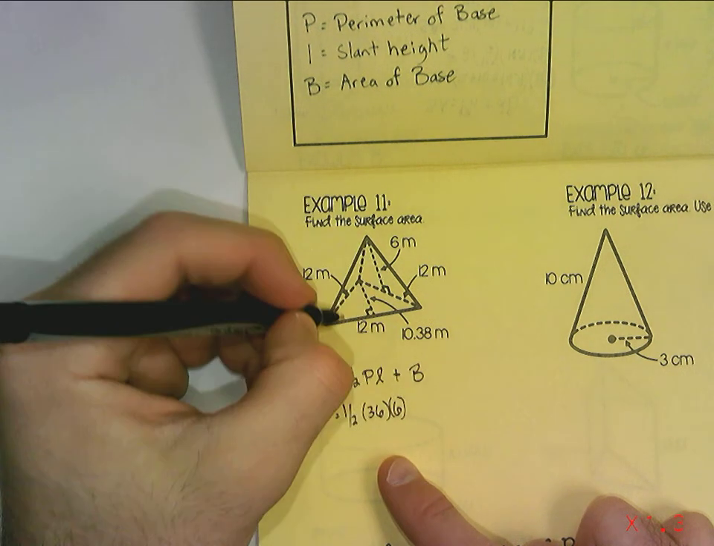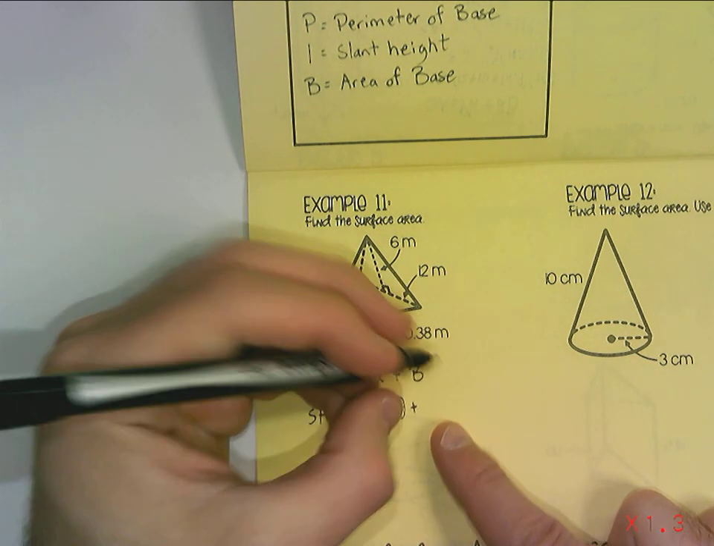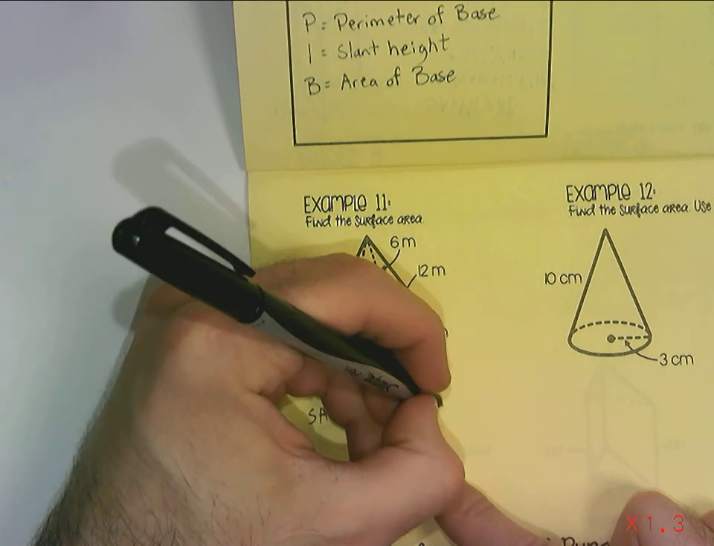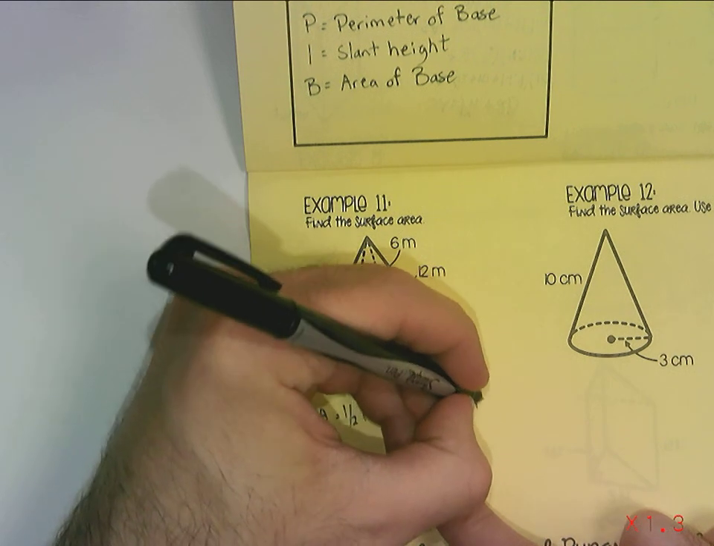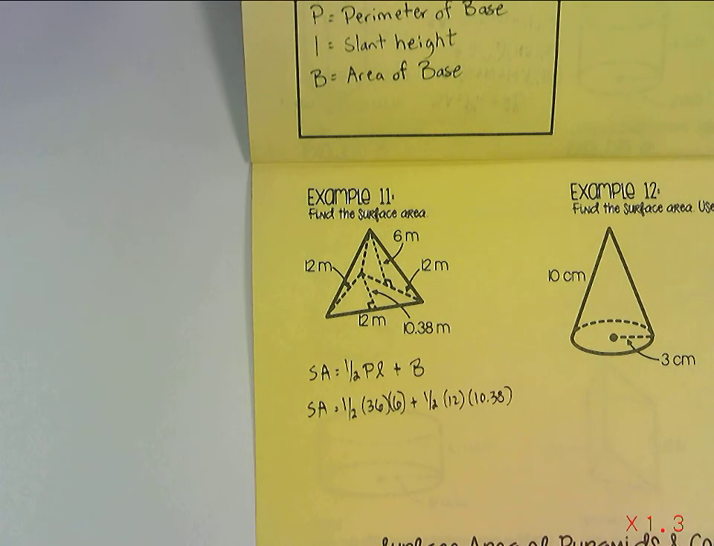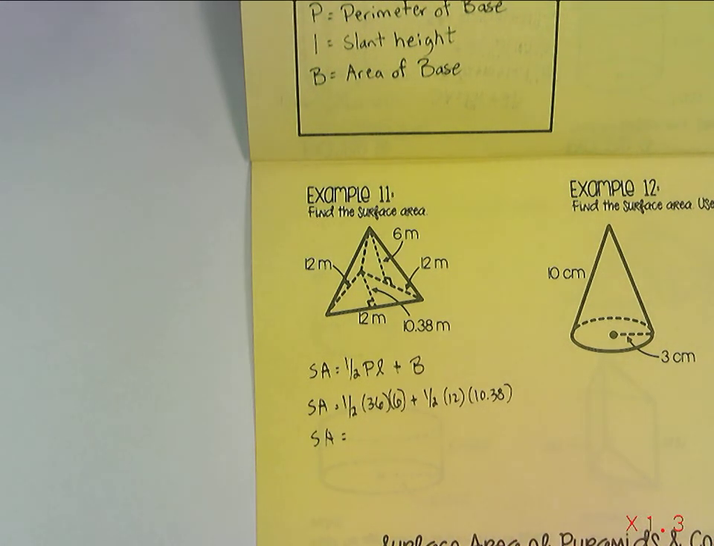And then the area of the base is a triangle, so we have 1/2 base times height. So I'm going to have another half. Base of that is going to be 12. Height of that is 10.38. And again, carrying out the multiplication and addition is pretty straightforward as long as you follow the order of operations correctly.